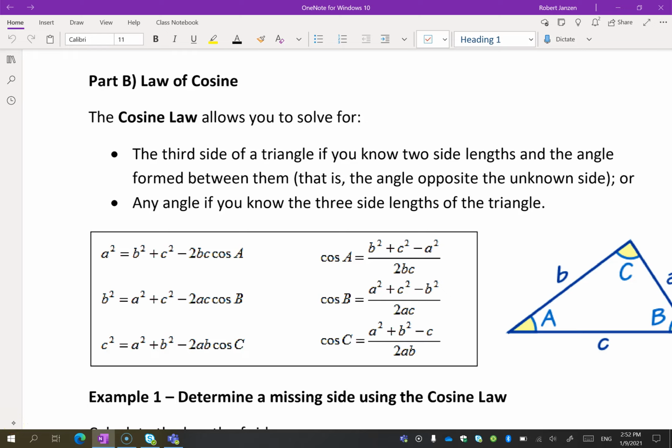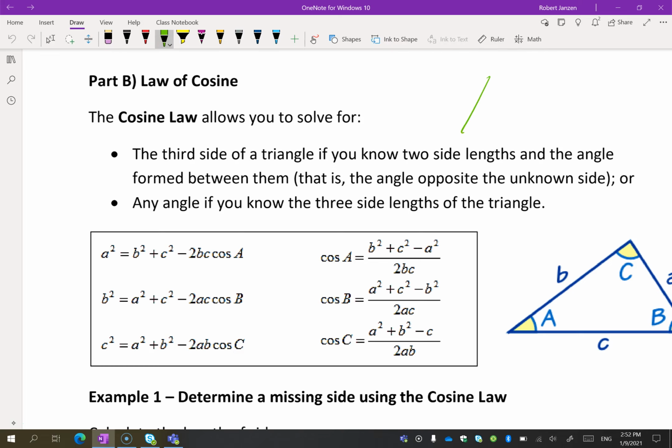Alright, the next strategy we have for determining a missing side or angle is what we call the law of cosine. The law of cosine is used if you have two sides, let's say like this, and you have the angle in between, and we want to find this missing side over here. This is one time when cosine law is used.